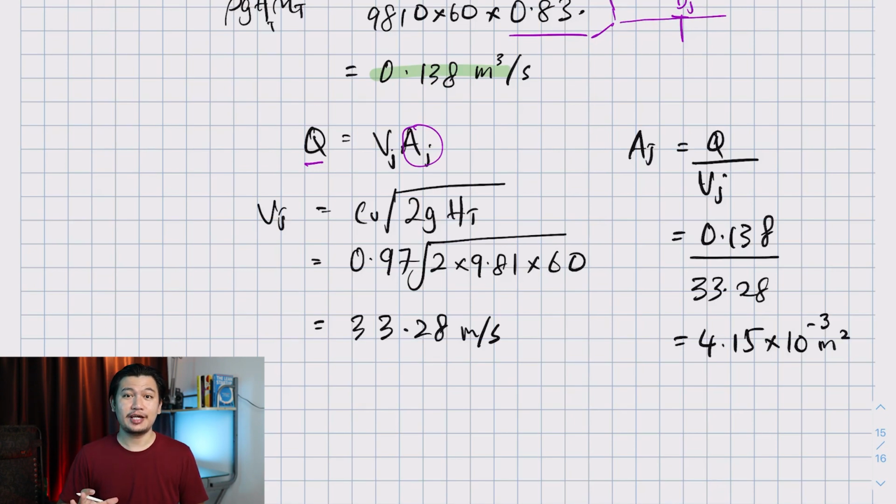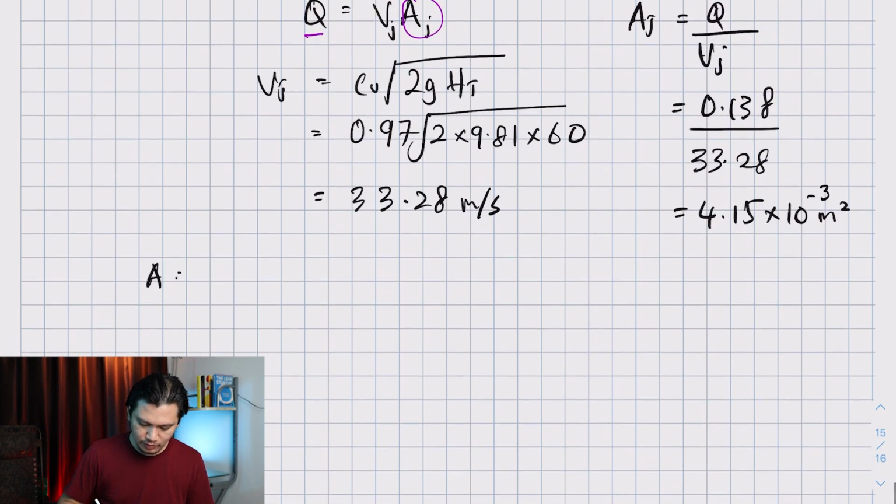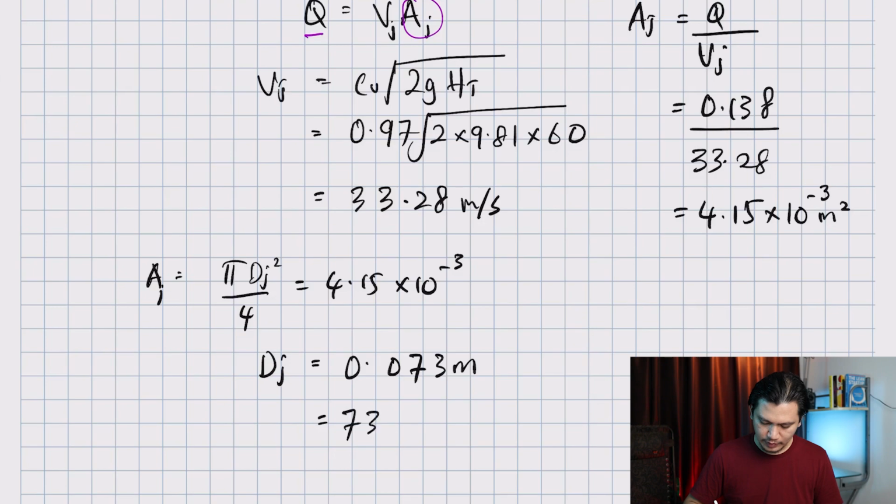Okay, and remember this is area and you're looking for diameter. So area is equal to pi d jet square over 4, and this is equal to 4.15 times 10 to the power of minus 3. So I'll end up with diameter of the jet, which is equal to square root of 4 divided by pi times that area. This is going to be 0.073 meter, or we can write it as 73 millimeter. So that's your diameter of the jet.